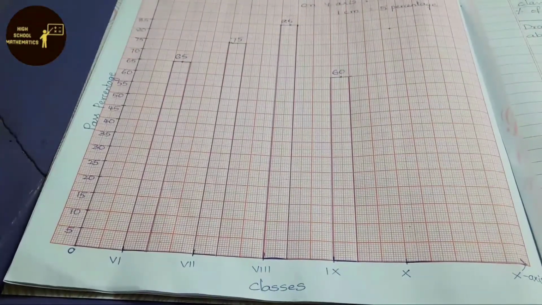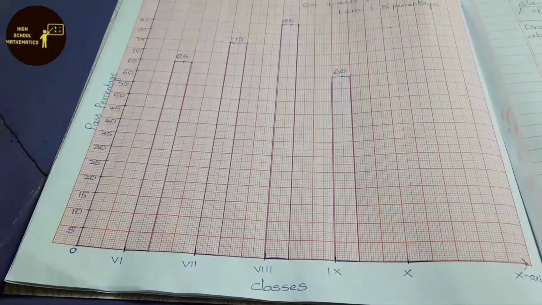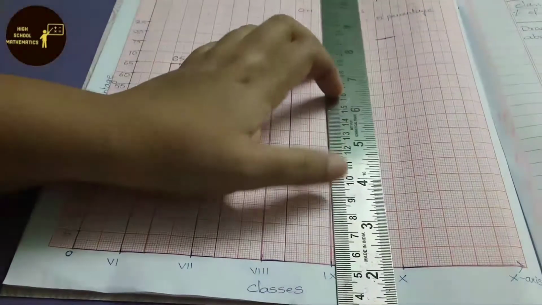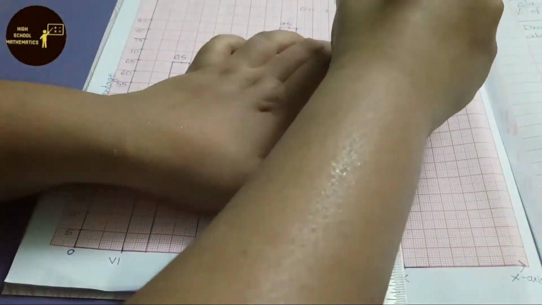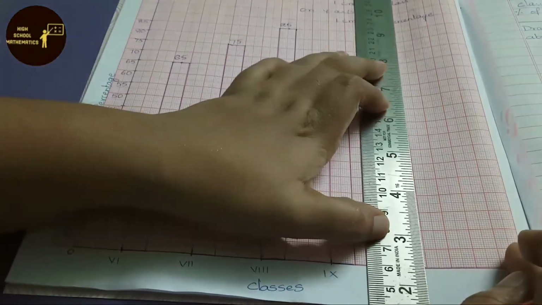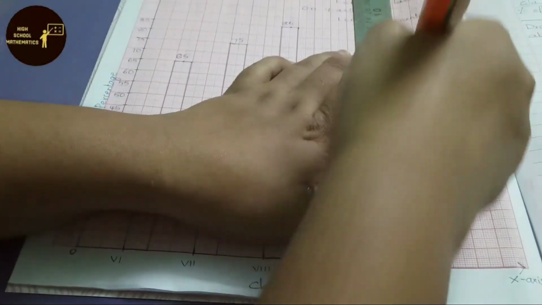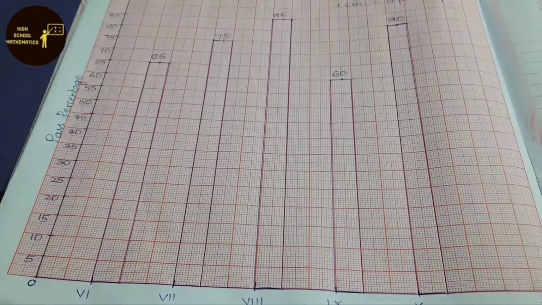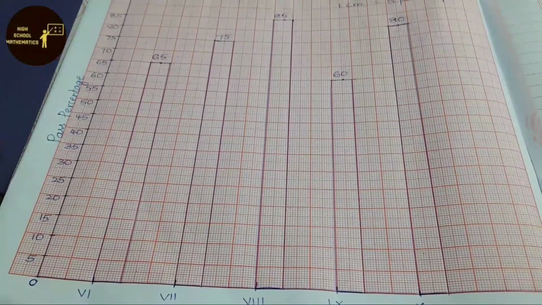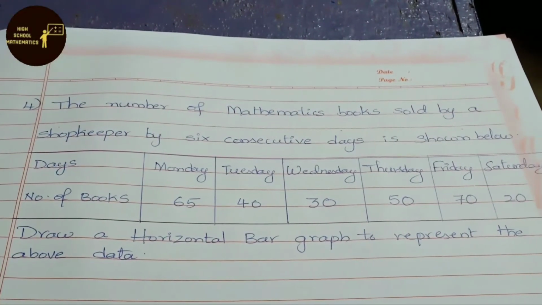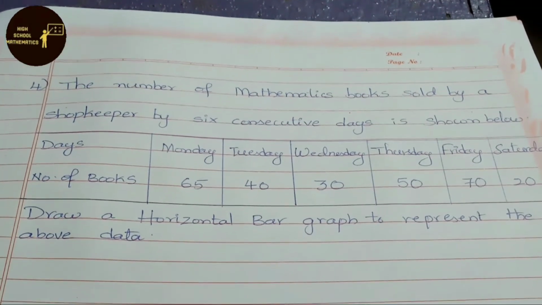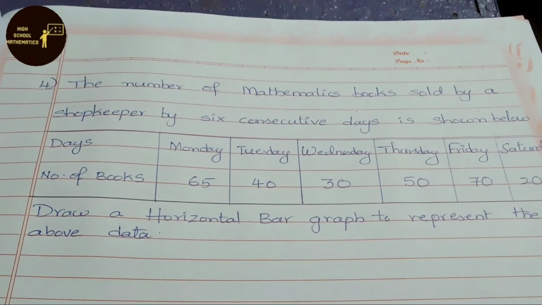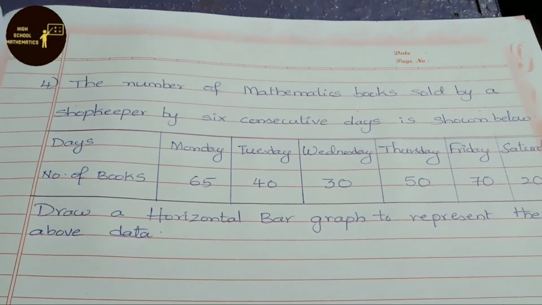For 10th class pass percentage they have given 80. Now let us draw a line at 80. Now join them. So we have drawn the vertical bar graph for the given data in this way. See now question number 4. The number of mathematics books sold by a shopkeeper on 6 consecutive days is shown below. Here 2 columns they have given: days and number of books.